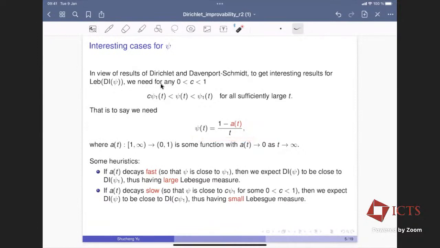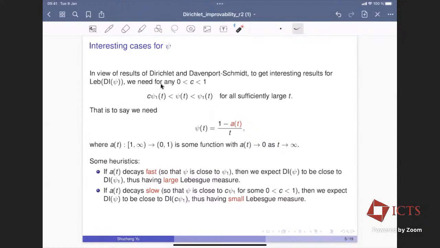It's 1 over t, the original psi 1 function, but then I have to subtract something: 1 minus a of t, where a of t is a small function whose value lies between 0 and 1. The point is that this a of t must decay to 0 as t goes to infinity. Otherwise, if a of t tends to some positive number, then eventually psi of t would be smaller than c psi 1 for some c smaller than 1. And then by Davenport and Schmidt, we know that in that case Di psi would have 0 Lebesgue measure.